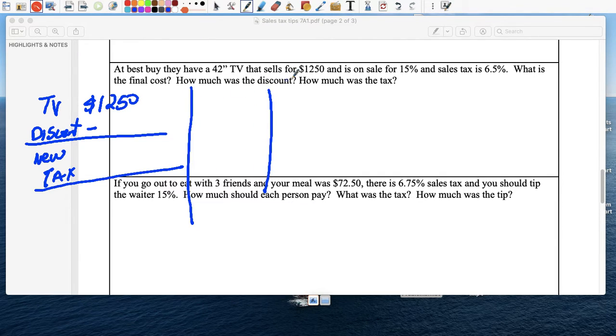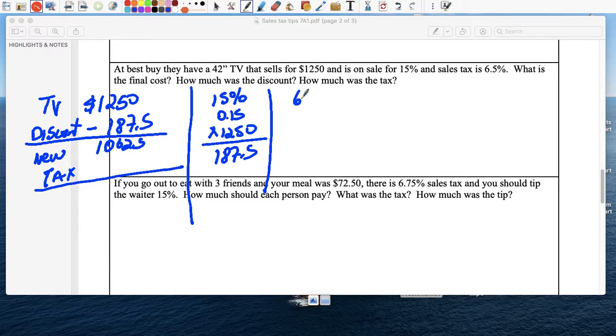What's the discount? 15%. So 15% changes to 0.15. Let's multiply by the price of the TV. 0.15 times 1,250 equals $187.50. So that's how much of a discount we get. Let's write that down and subtract. 1,250 minus 187.5 equals my new television price and what I'm responsible for: $1,062.50.